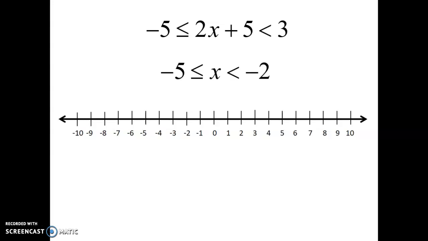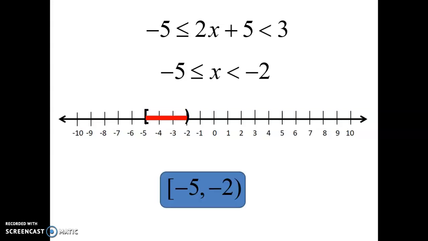All right, you should have gotten negative 5 and negative 2. Okay, now we start to graph this. Negative 5 is going to have a bracket to the right, and negative 2 is going to have a parentheses to the left. And again, since it's and, they're facing each other, and you're going to just graph in between them. Lastly, your interval notation should be a bracket negative 5, comma negative 2 with parentheses.